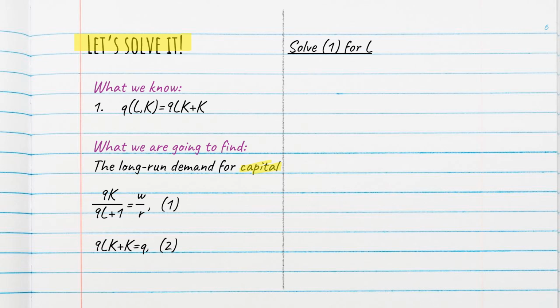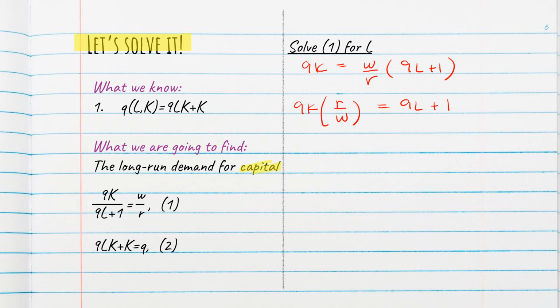So we'll start by multiplying top and bottom of the tangency condition by 9L plus 1. That gives us the following. 9K is equal to W over R times 9L plus 1. Now, keep in mind I'm looking for L, so I have to get rid of this W over R. So I'm going to multiply both sides of the equation by R over W, and I'll end up with 9K times R over W is equal to 9L plus 1.